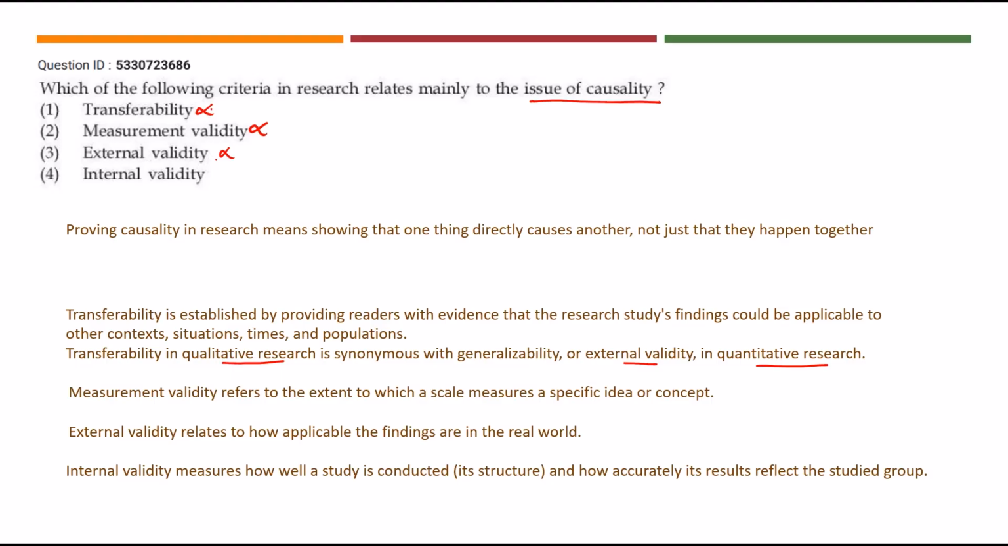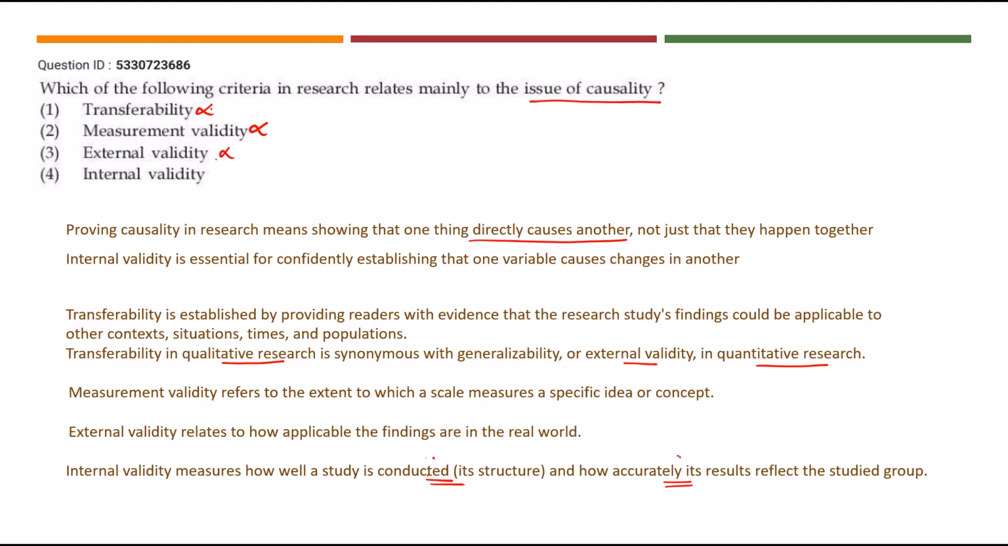Here, one thing directly causes another. Internal validity is essential for confidently establishing that one variable causes changes in another. It is actually proving causality. What is mainly related to the issue of causality? We can mark option 4, internal validity, as the right answer.